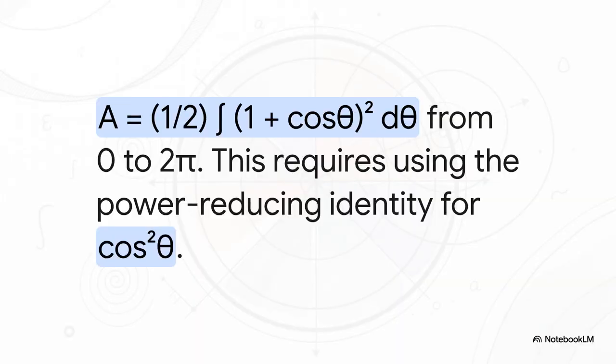We plug everything we have into the formula. The area is 1/2 times the integral from 0 to 2 pi of our radius, which is 1 plus cos theta, squared. Now, to actually solve this, you're going to have to dig into your calculus toolbox and pull out that power-reducing identity for cosine squared. You remember that one, I'm sure.